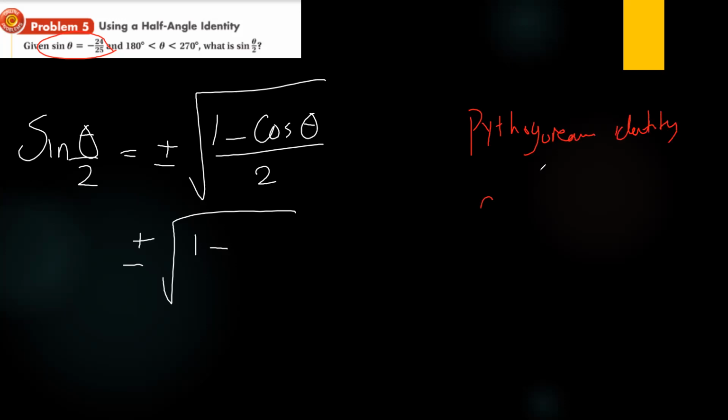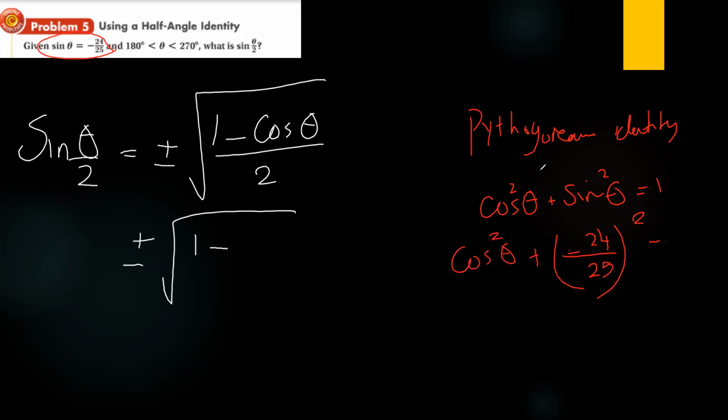That cosine squared of theta plus sine squared of theta is 1. So since I have sine, I can find the cosine. So sine is negative, from the question, negative 24 over 25, squared, plus cosine squared, which is unknown, equals 1. So 1 minus negative 24 over 25 squared is cosine theta squared.